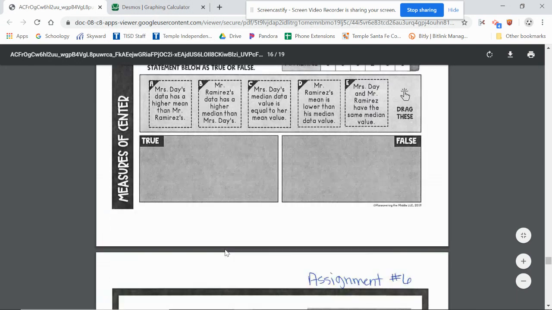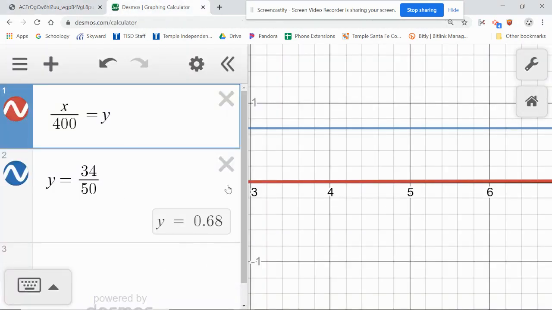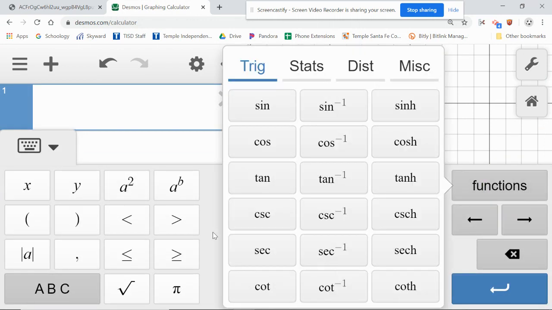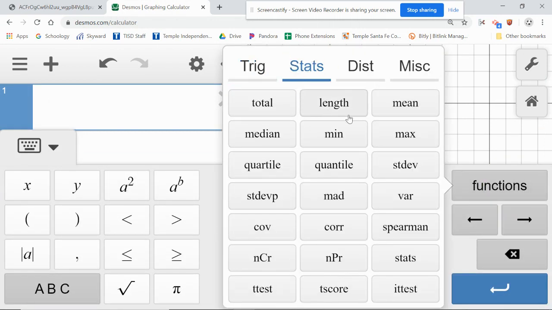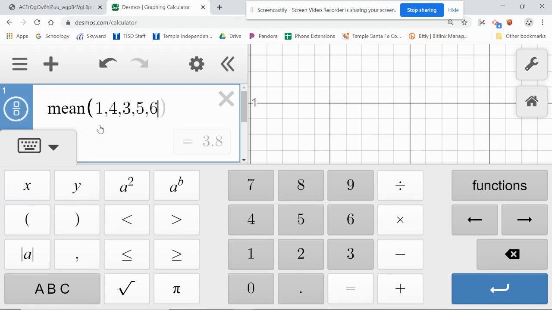For the variation side of it, you will need to use a function on Desmos. You can find that by using the little button at the bottom, going to functions, and under the stats. You actually can find the mean, the median, the max, the quartiles, all of that, simply by taking mean and typing in the numbers that you want to find the mean of, and it will find the mean.